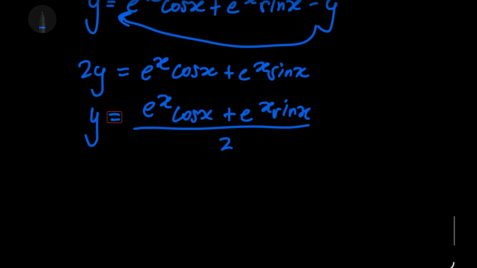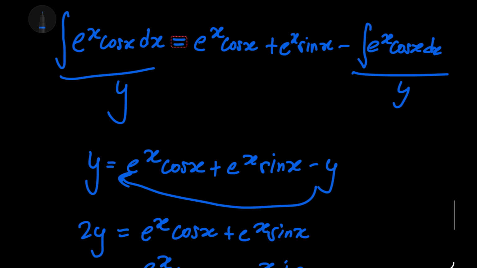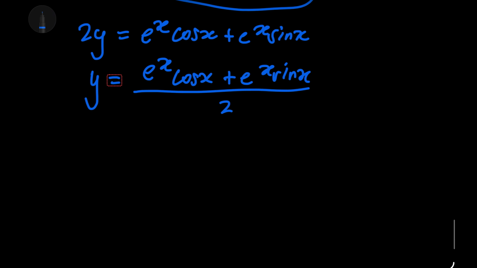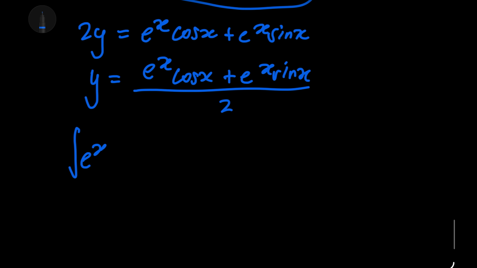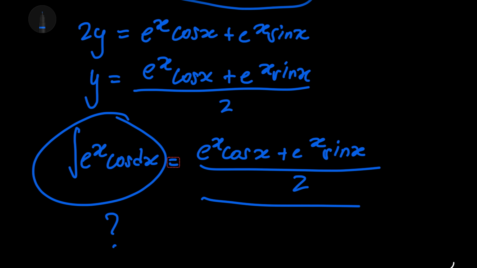And would you look at that? Now I can just plug back in my y. My y is the integral of e to the x cosine x. So the integral of e to the x cosine x dx is equal to e to the x cosine x plus e to the x sine x, divided by 2. And look, this is our question. This then is our answer. So we're done. This right here is what we needed to answer with.